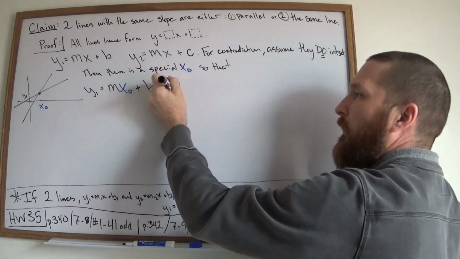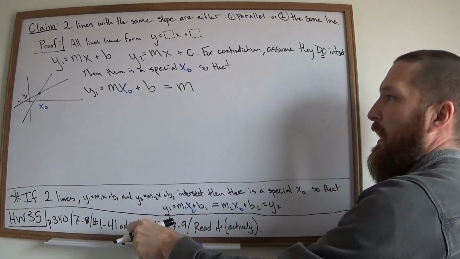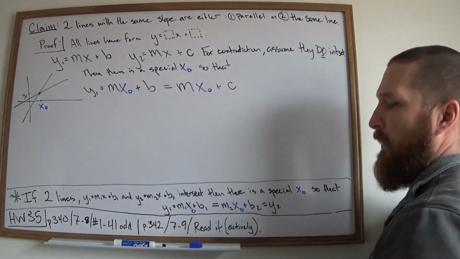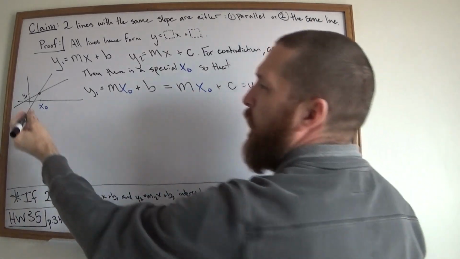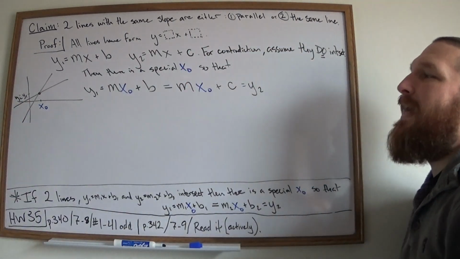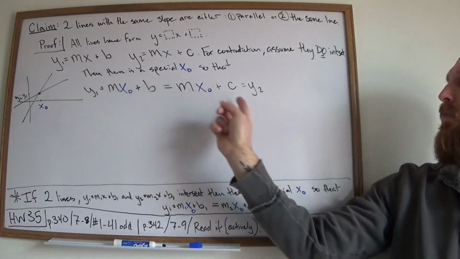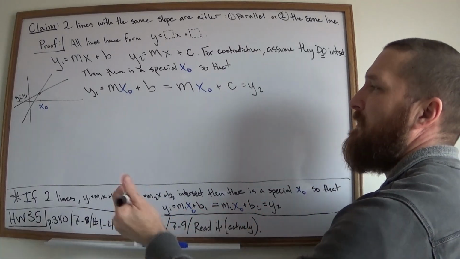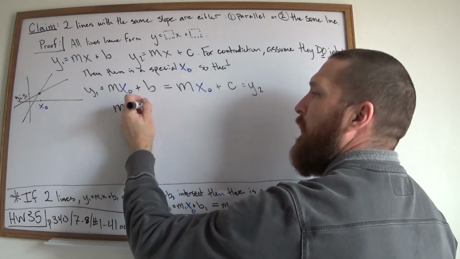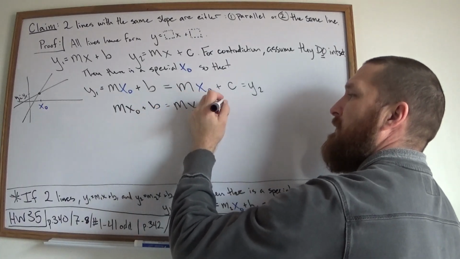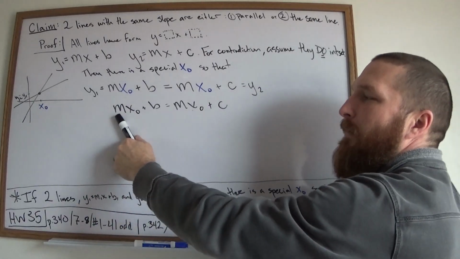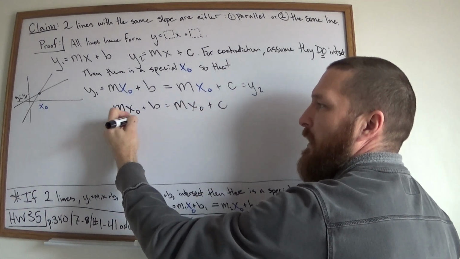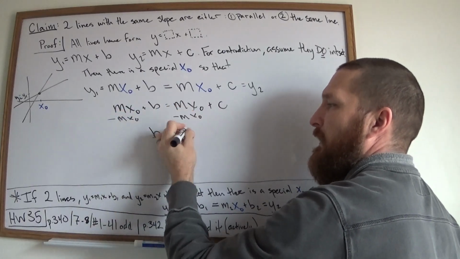And it has to be equal to what you get when you plug it into the second one, m x0 plus c, which is y2. That's what we're saying here: you plug in your special value x0, and the two output values, y1 and y2, are the same. I'm going to drop the blue now because it's going to get ugly. So, mx0 plus b is the same thing as mx0 plus c. We use the same trick as before: m times x0 is the same thing as m times x0, so I can subtract it from both sides. That leaves me with b equals c.